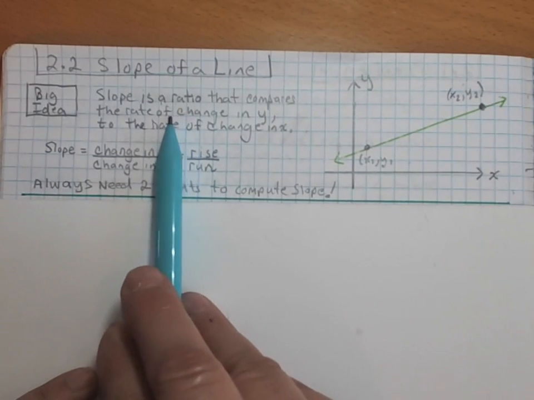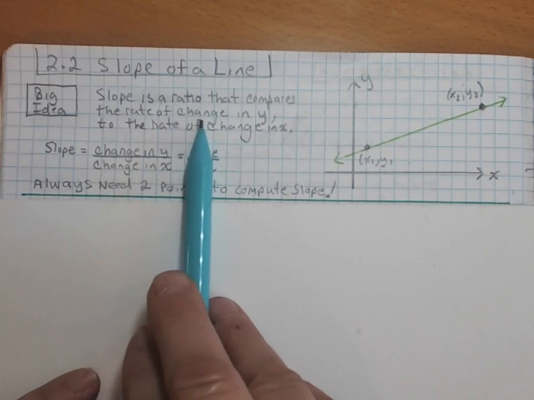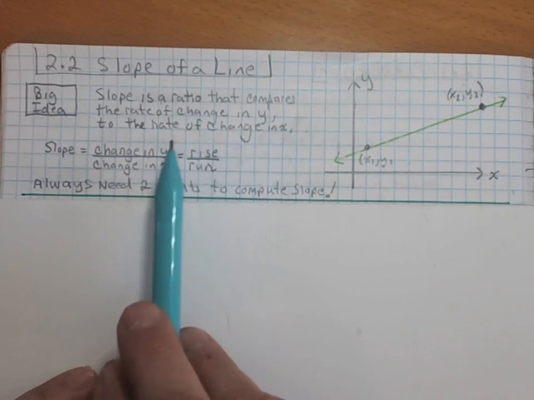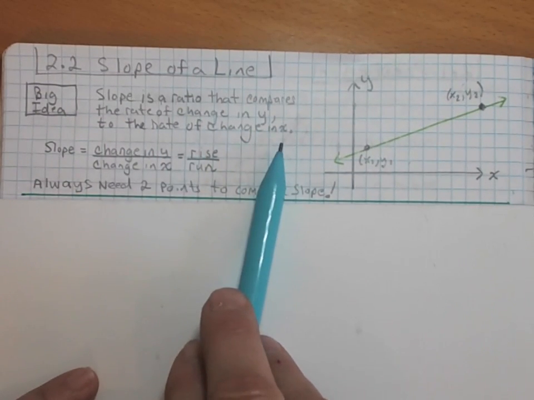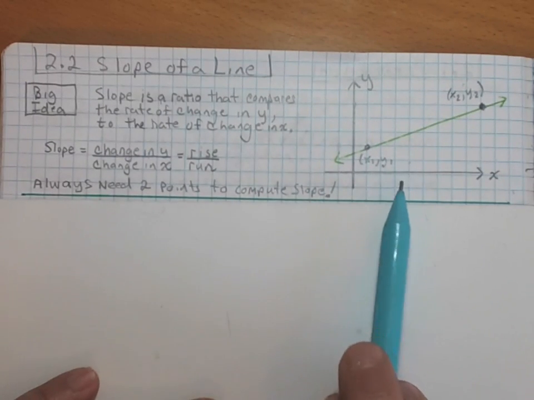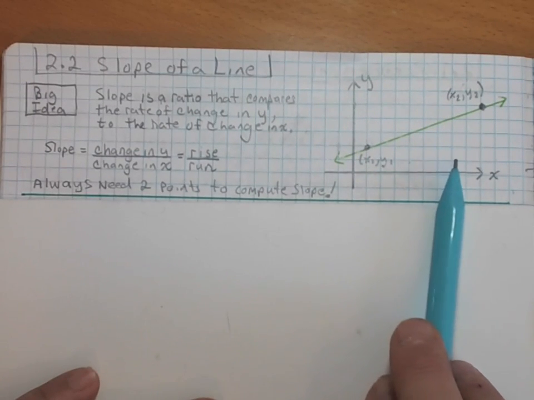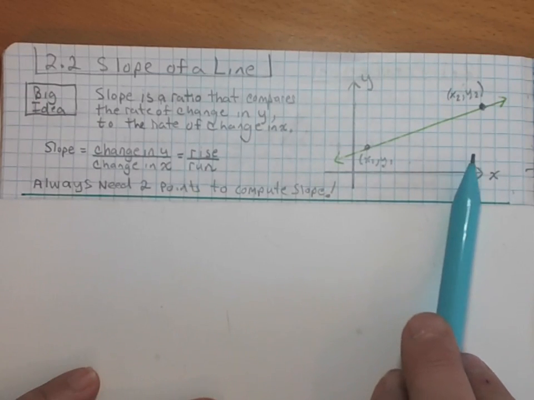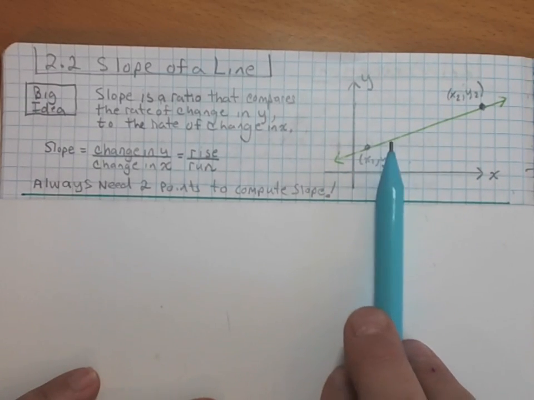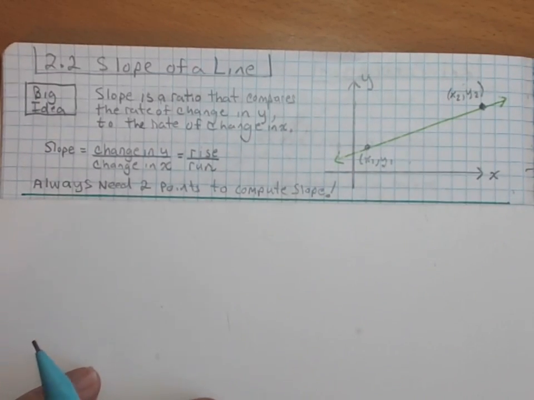It's a fraction that compares the rate of change in the y value to the rate of change in the x value. So if our coordinate plane is composed of x values and y values that we put together to make points, and then we collect all those points, they line up, they form this line.